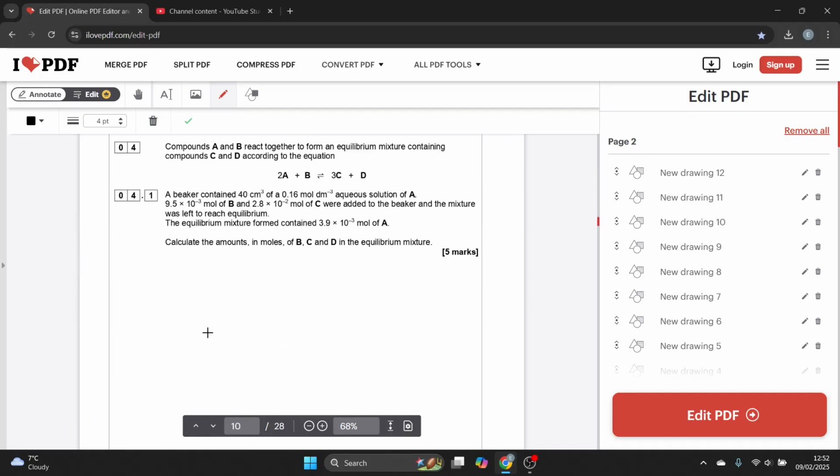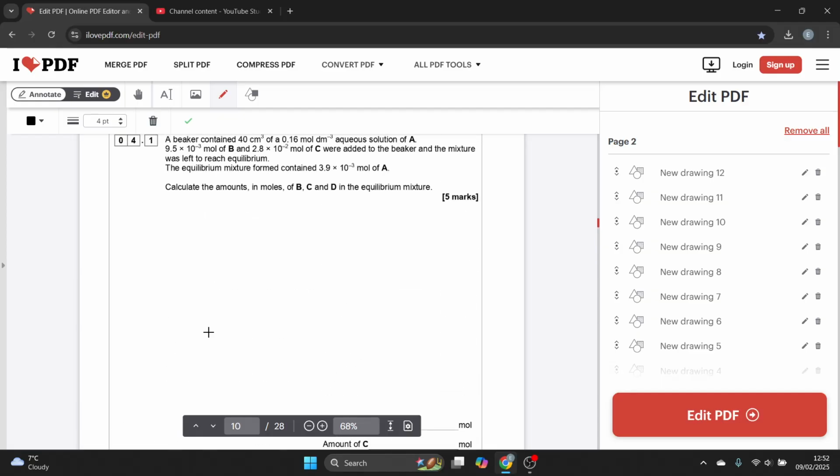Question 4. It says a mixture could contain this much of A, this much of B and this much of C, which can react to form an equilibrium. The equilibrium mixture contains this many moles of A. Calculate the moles of B, C and D in the equilibrium mixture.